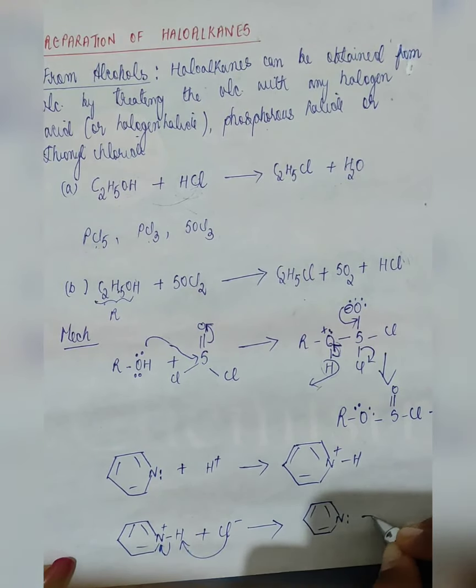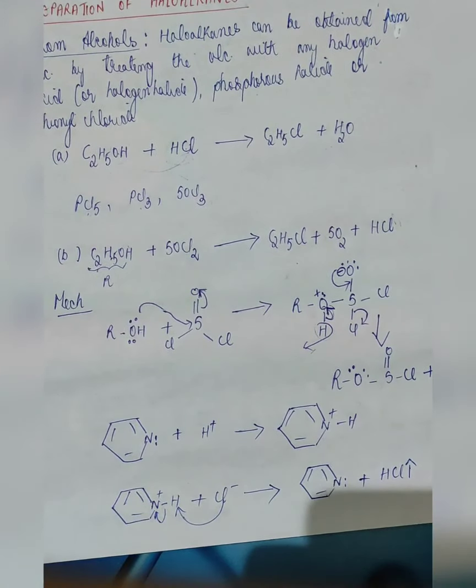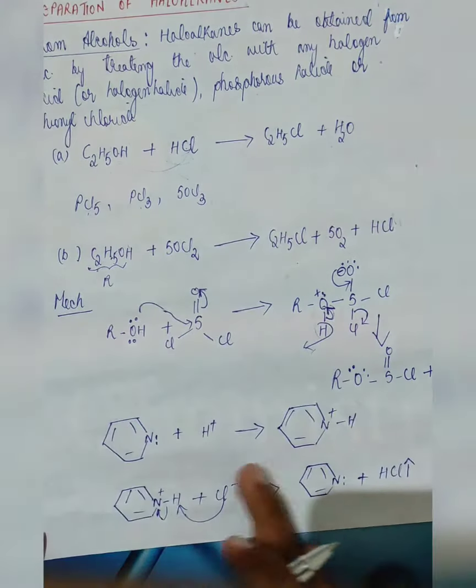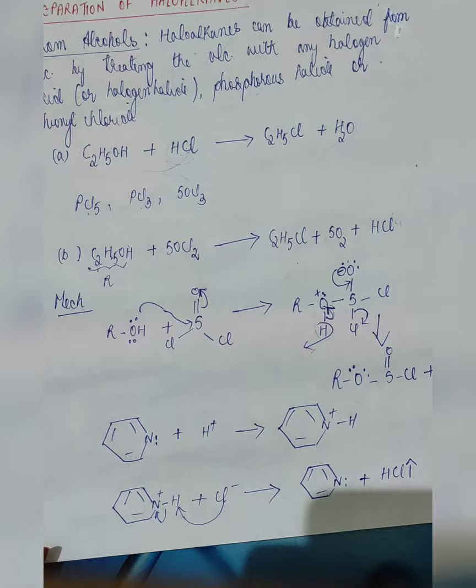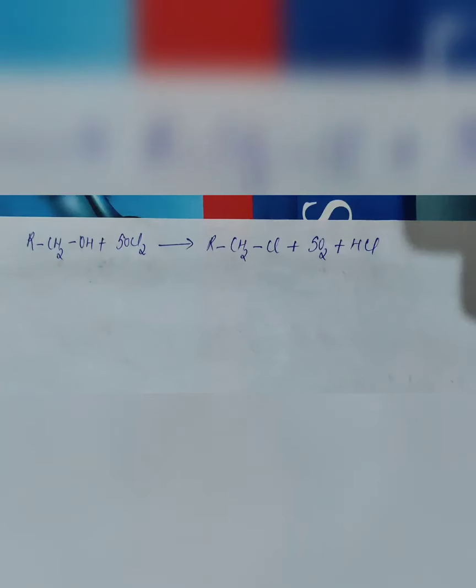with the evolution of HCl gas. Now our overall reaction will be written in this manner. Upon doing this mechanism, you will get your final reaction, which will be in this form. This will be the final reaction.